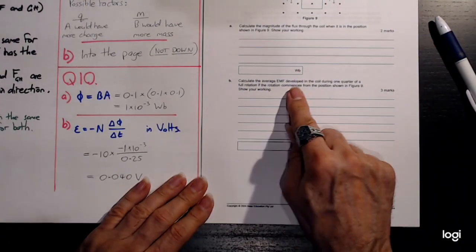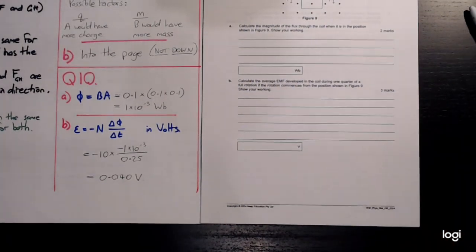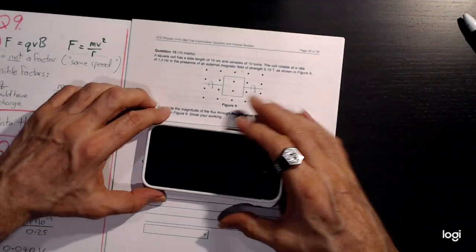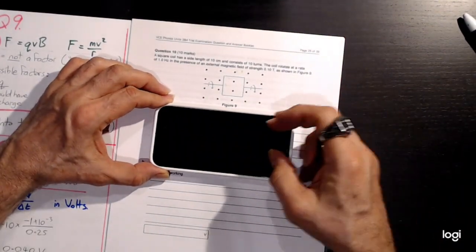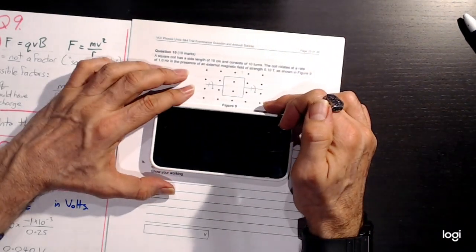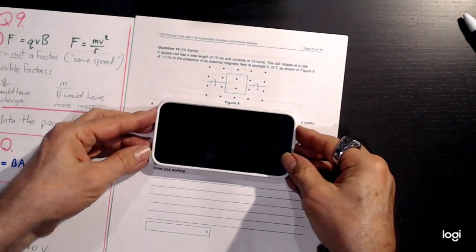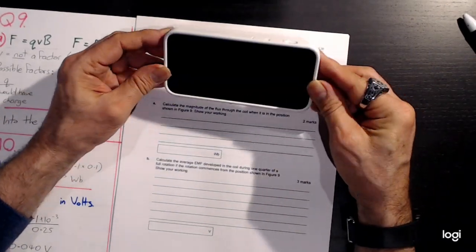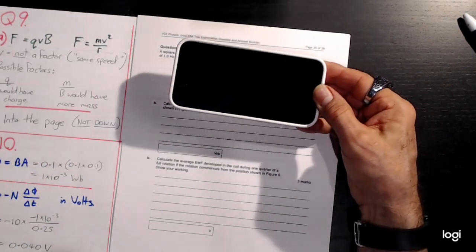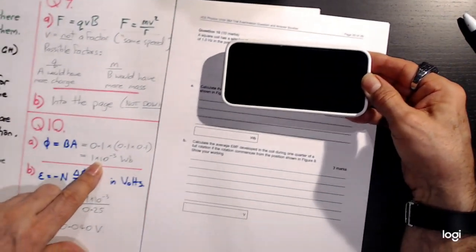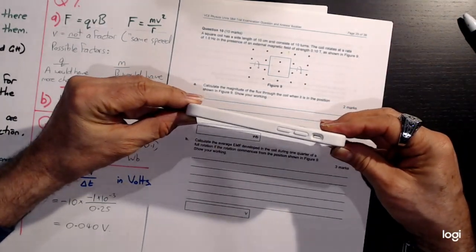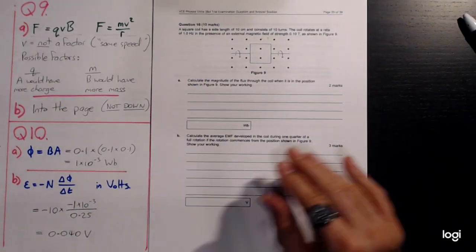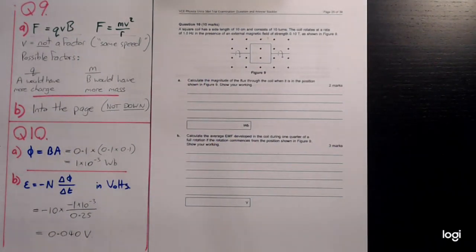B, calculate the average EMF developed in the coil during 1/4 of a full rotation. Now they picked 1/4 of a full rotation because that goes from maximum flux, when there are the maximum number of magnetic field lines pointing through, to no flux. Okay, so the delta flux is the whole thing, right? We just calculated what the flux was. So it's going to go from 1 by 10 to the minus 3 to nothing, right, in that time. And it's going to take 1/4 of a second because it's 1/4 of a rotation. All right, so let's have a look at this.